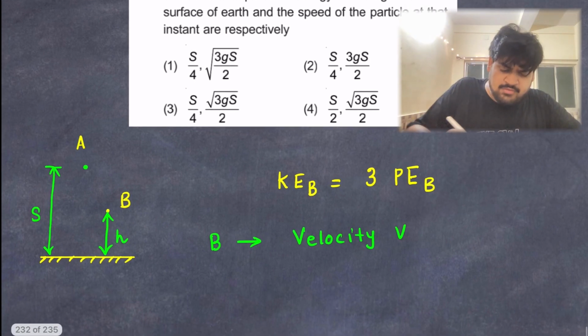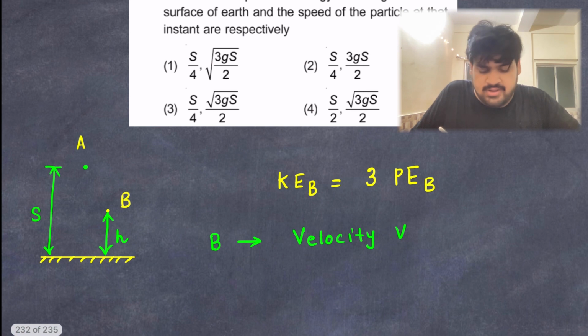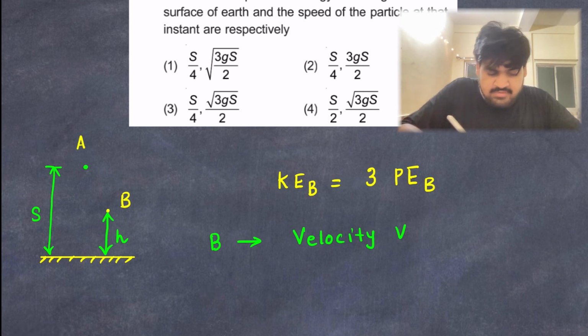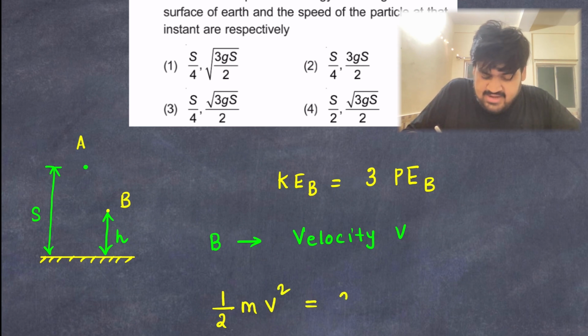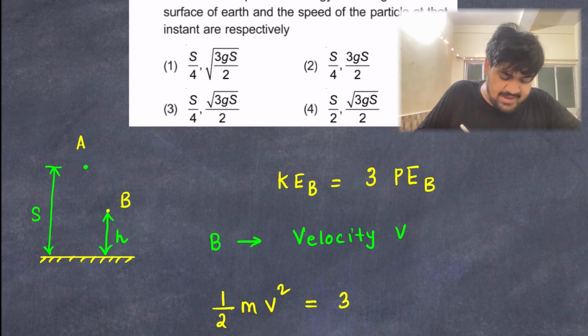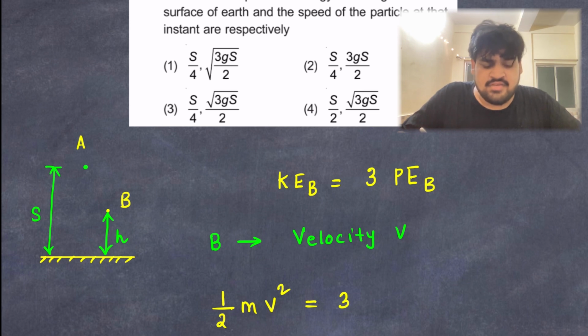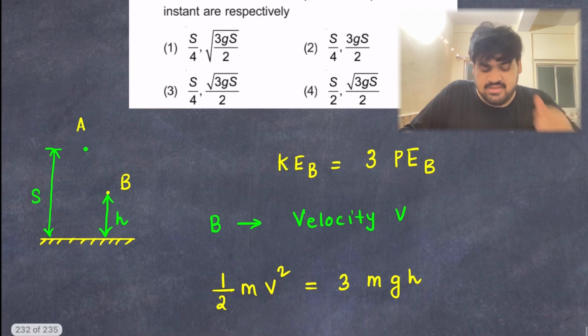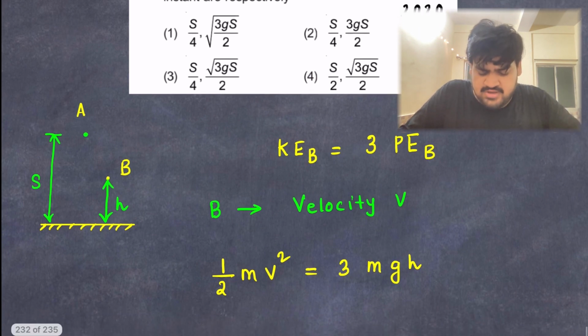Okay, so what will be the kinetic energy of the particle at point B? Nothing but half mv square, right? So half mv square is nothing but 3 times the potential energy at B. We have taken the height of B to be small h. So what is the potential energy of the particle at point B? Nothing but mgh. So we get that half mv square will be 3 times mgh.